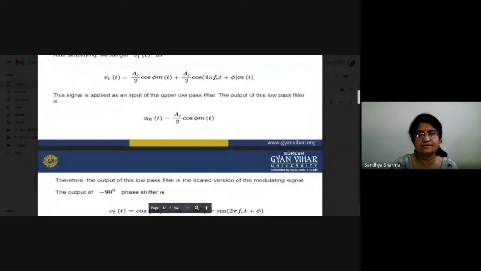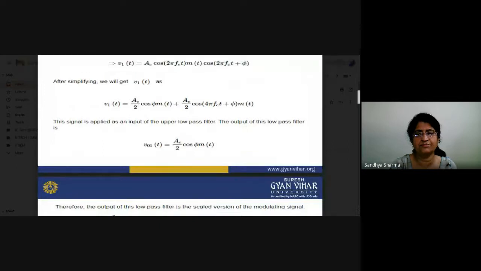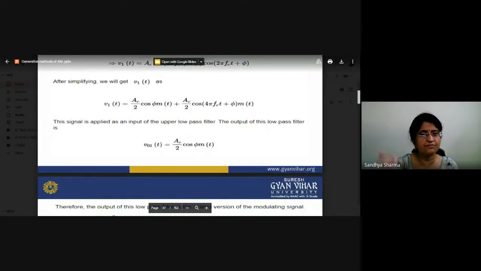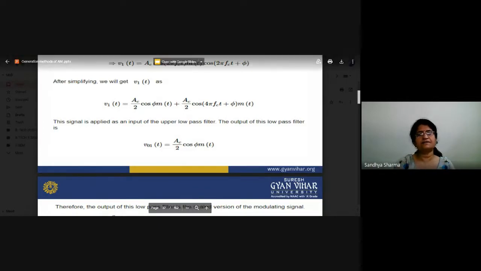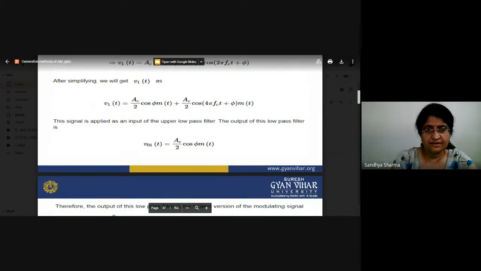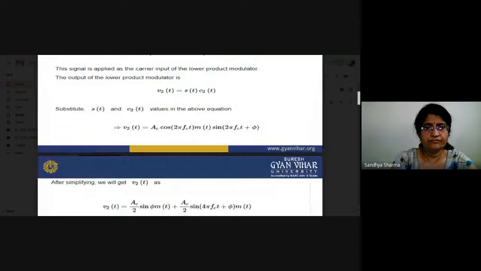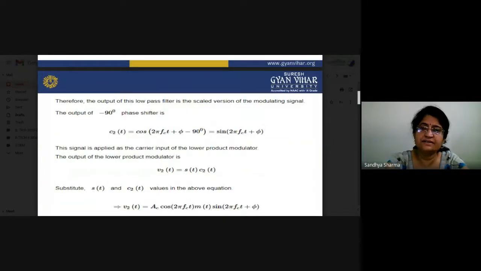conclusion, and at last we will see that Ac by 2 cos phi, it will be easily removed. So we can remove this type of signal, and the other signals will be in product format, and that is the desired DSB-SC signal. Now the output of this low pass filter is a scaled version of the modulating signal. So basically a minus 90-degree phase shift is provided. This signal is applied as a carrier signal.